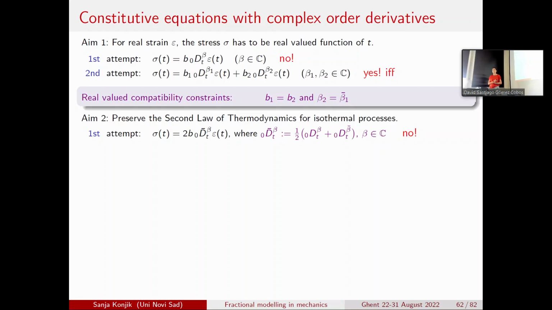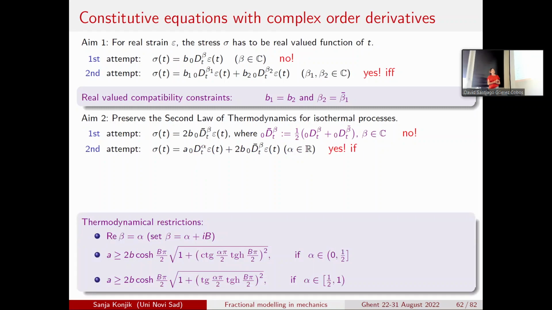So from the physical point of view, the second law of thermodynamics tells us that this type of constitutive equation is not acceptable. Mathematically yes, physically no. And then the next attempt was to add an additional term, now a fractional derivative of strain of some real order, alpha. And in that case, yes, we were able to derive thermodynamical restrictions, and you can see those thermodynamical restrictions here.